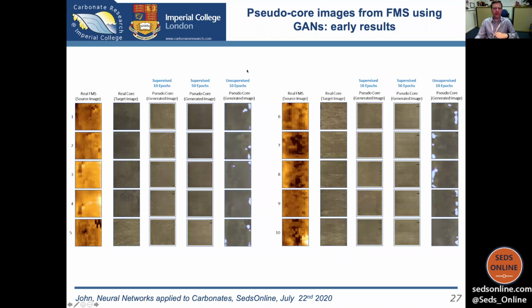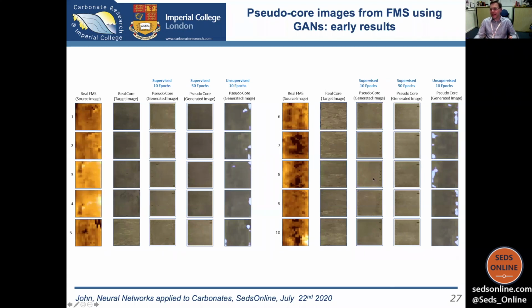Sarah's results here show that if you use the supervised approach at 10 epochs, remember an epoch is when you see the whole data set once, and it's still a small data set at the moment, it kind of looks like it, but not really. But once you go towards 50 epochs, which takes a long time to train, you're starting to see structures that look more and more similar to the image you started training from. It's still not perfect. We probably need to go to 100 epochs or more. We definitely need more data. But this looks like a very promising start where we should be able to translate from the FMS image into the core image domain, which I think is exciting, cool, and hopefully useful as well.